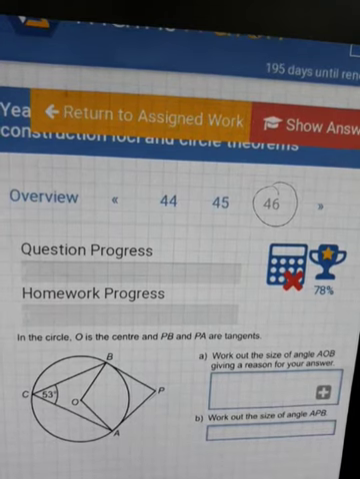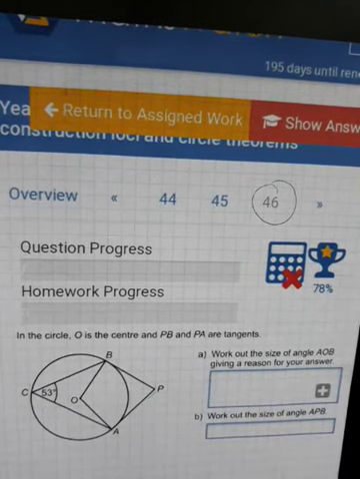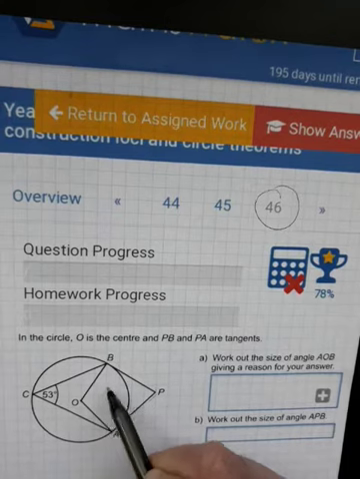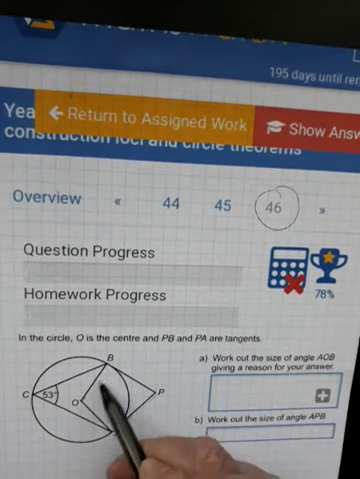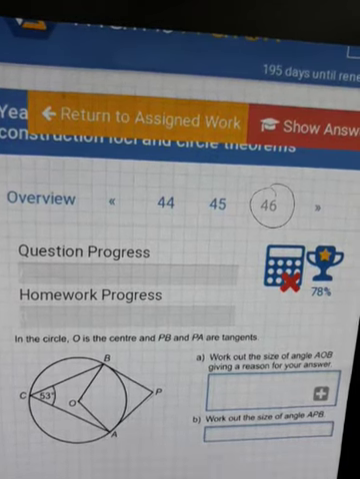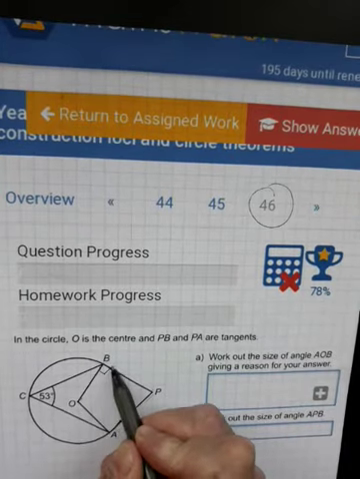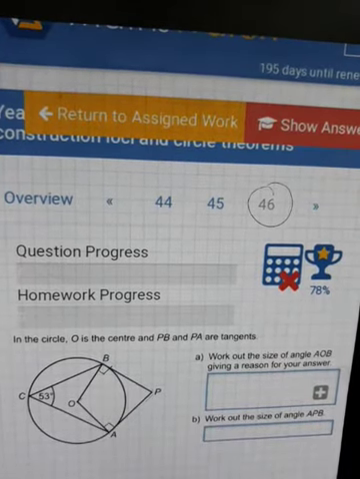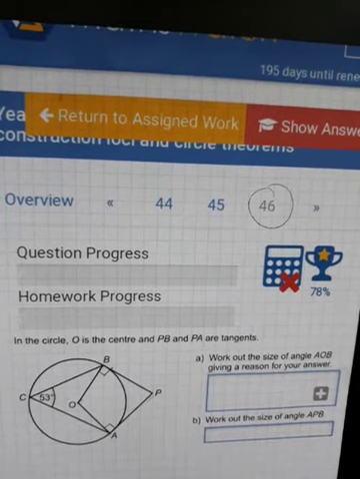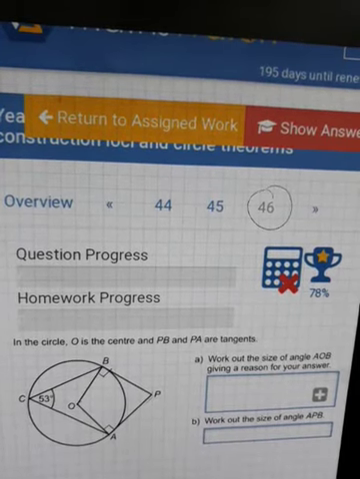And the other one that I know is the angle between a tangent and a radius is 90 degrees. It says O is the centre, so OB is a radius, and so is OA. So even before I've started the question, I know that these two angles here are 90 degrees, and hopefully that's going to help me a bit later on. Anything else we need to know?